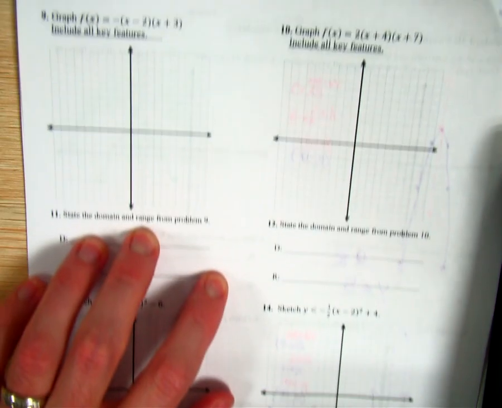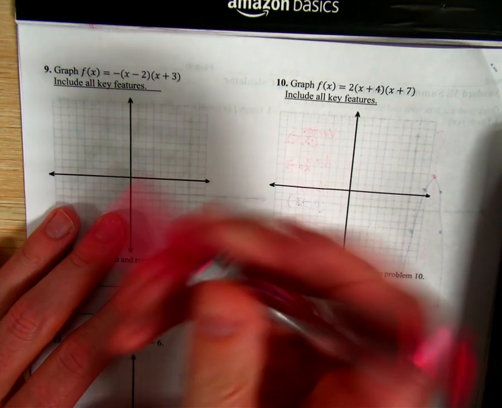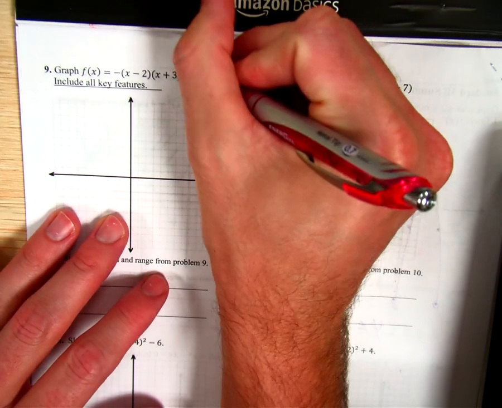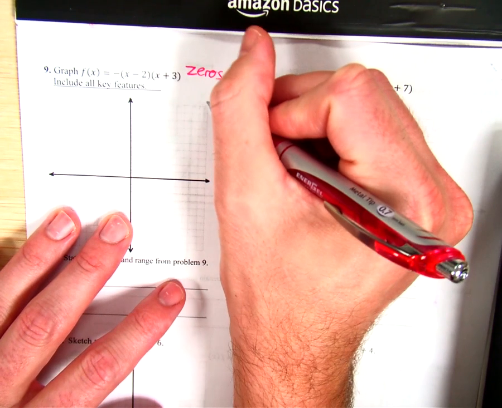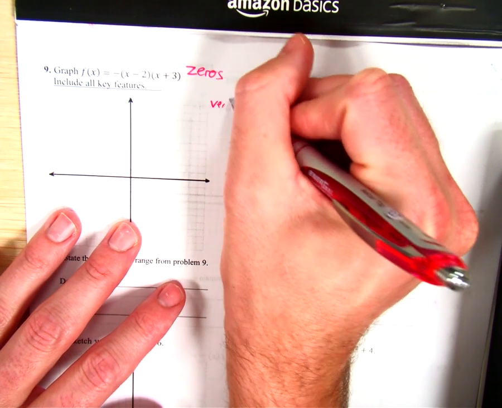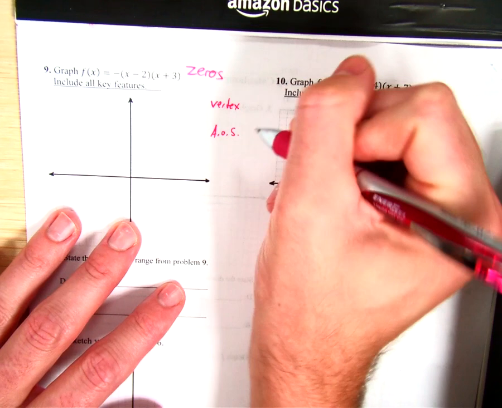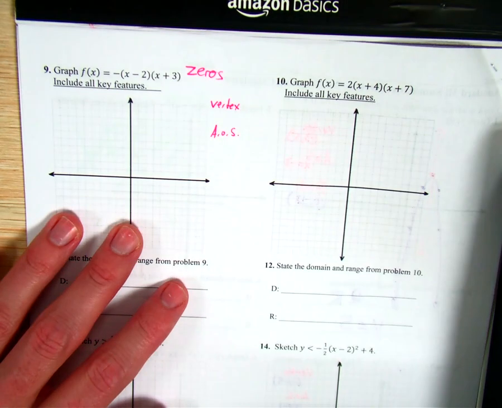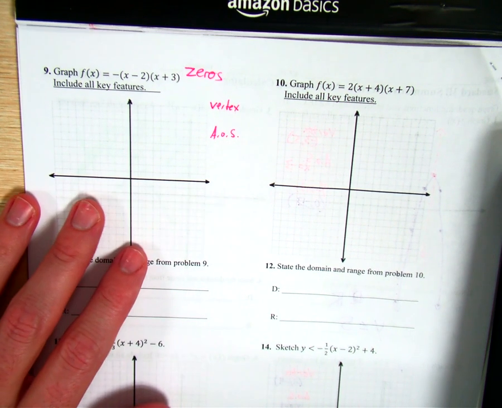Backside, factored form. This one looks a little bit different, and it's going to have something a little bit different. Zeros is what we want from this one first, and then we still have our vertex and axis of symmetry. So vertex and axis of symmetry are on all of them. Y-intercept is on the first 2, and then zeros is on the last one.